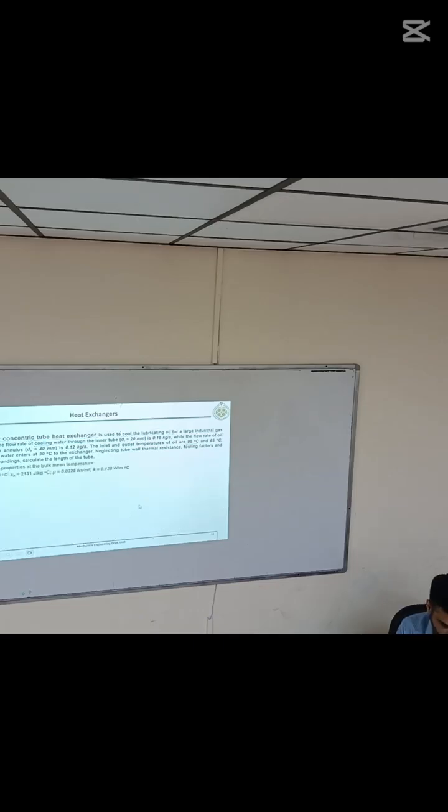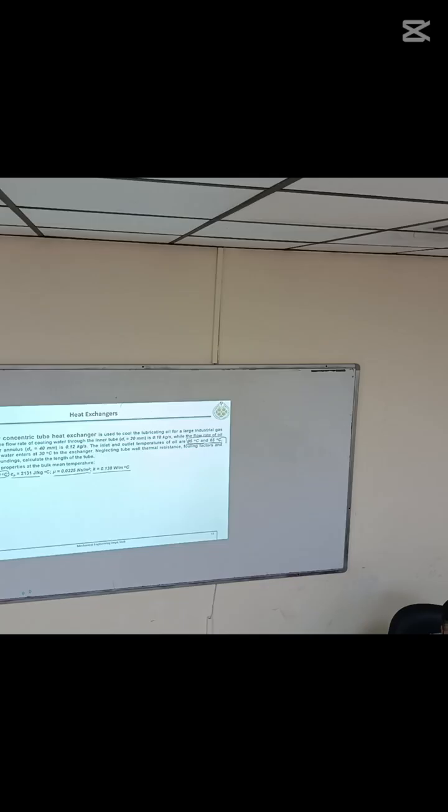So now let's quickly go through the solution. Oil properties are given. You will be given those. Otherwise, you should know we have to consult some standard table to find out these properties at the appropriate temperature. What is that appropriate temperature for hot fluid? The average, the bulk mean temperature, which is this one.